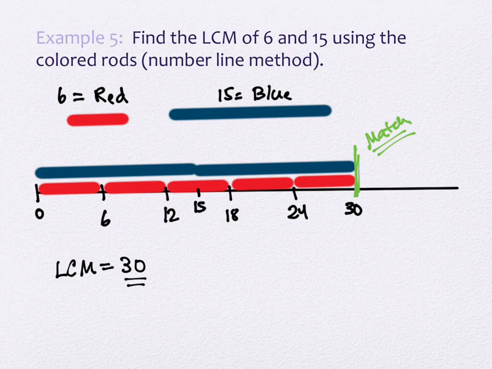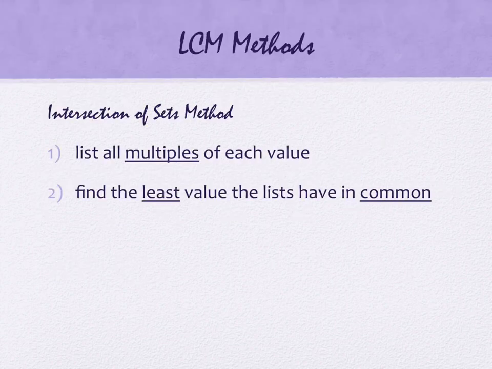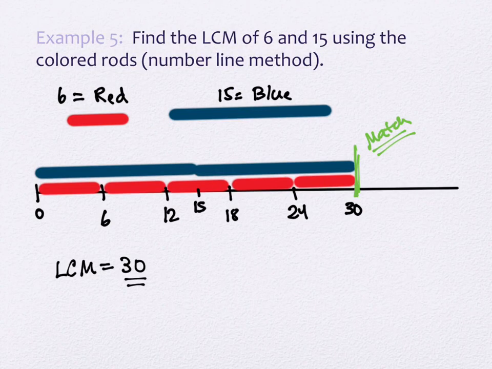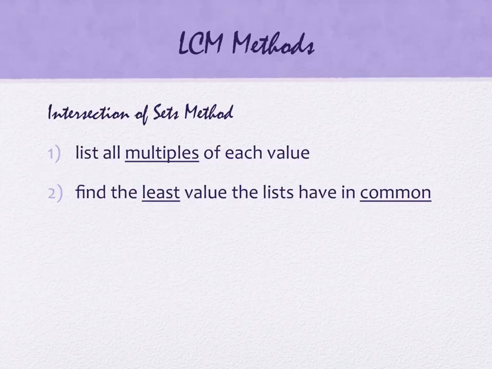Okay? All right, next method, intersection of sets method. The intersection of sets method is actually very similar to the one I just did. It just doesn't have the picture support for it. Instead, it lists the numbers that would have been showing up underneath this number line. So it would list out like 6, 12, 18, 24, 30, and 15, 30, 45, 60. So you list all the multiples of each value, and then you find the least value they have in common. You find the first place they match, just like where the ending lengths matched on the picture.